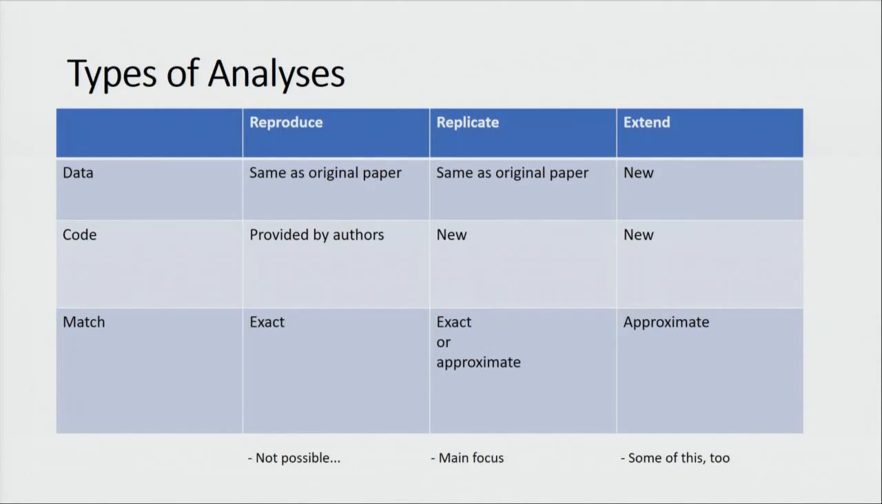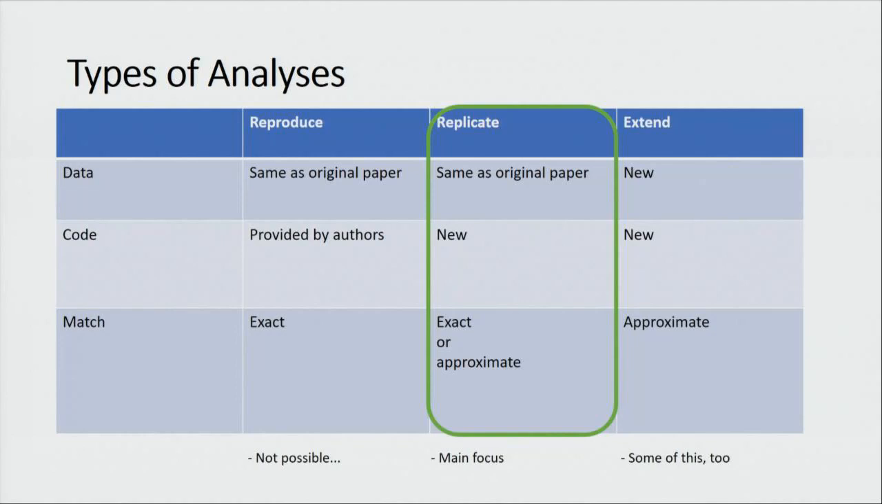Well, here are the three types of analyses. There is reproduction, which is when the data is the same as the original paper, the code is provided by the authors, and you get exactly the same numerical results and thus the same conclusion. But Fryer did not actually provide his code, so that makes reproduction impossible. So our main focus is replication, which is where we write code to try and get the exact or approximate numerical results and thus the same conclusion. We also did some extension, which is where we use data sets released after the paper was published, and try to achieve similar results and observe a similar trend so that we can reach the same conclusion.